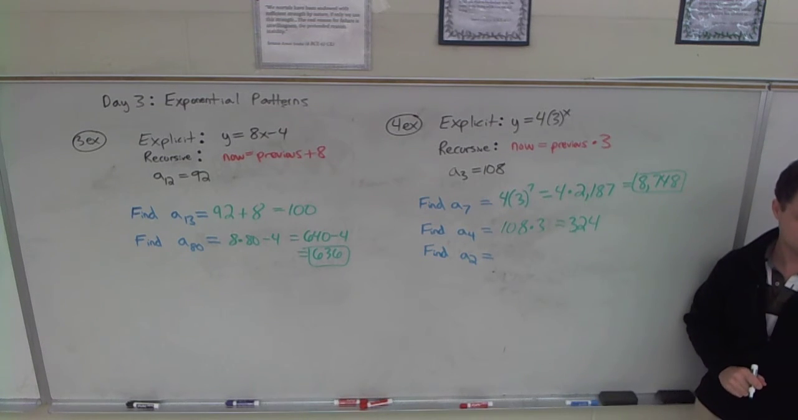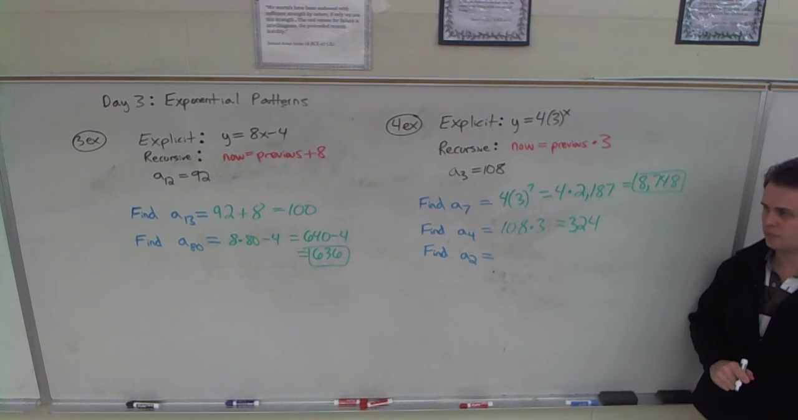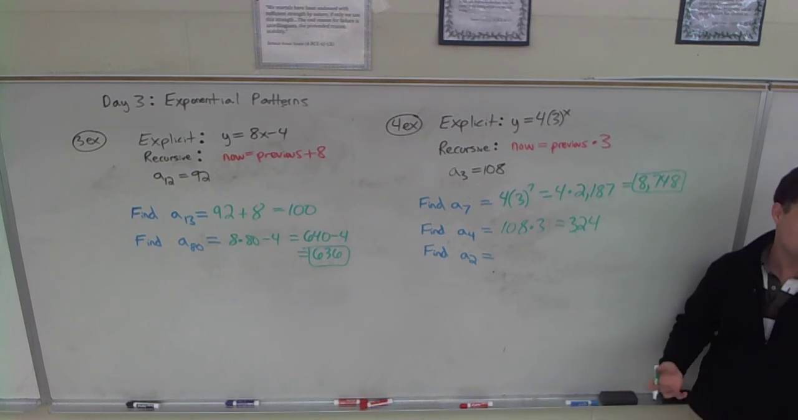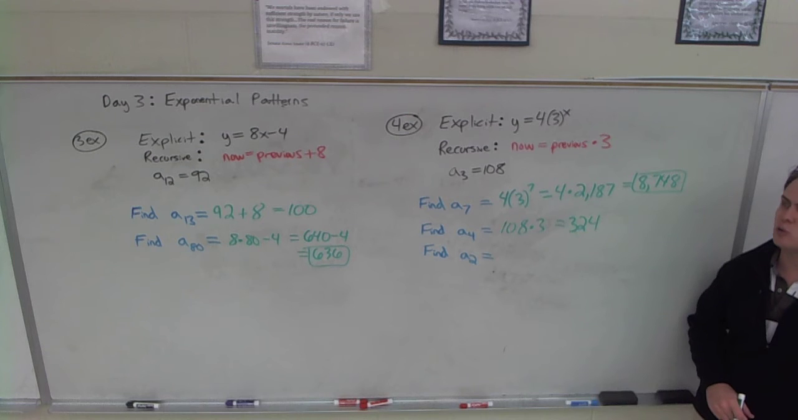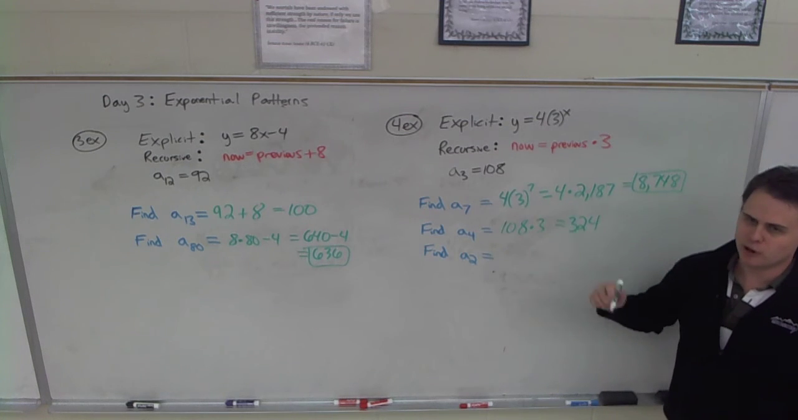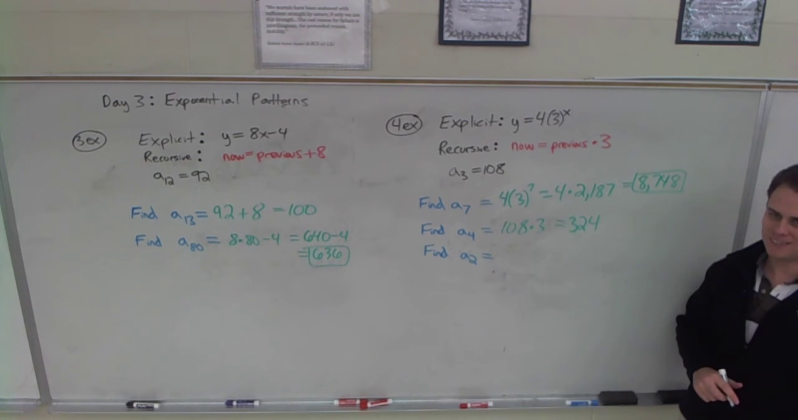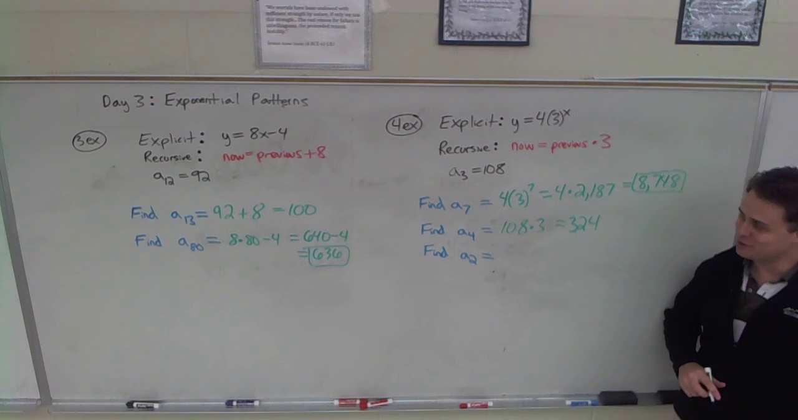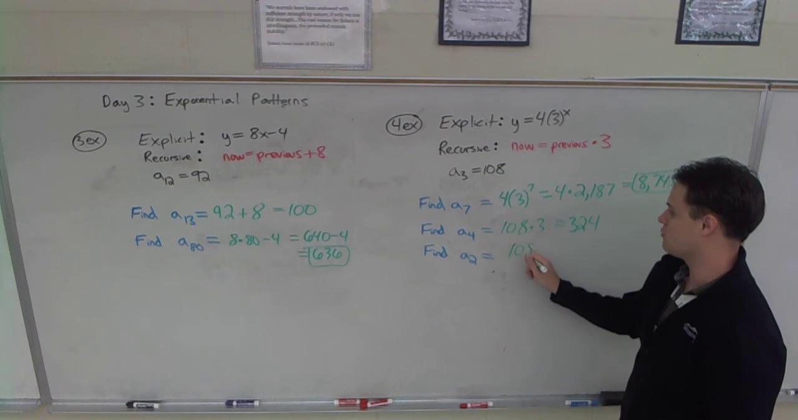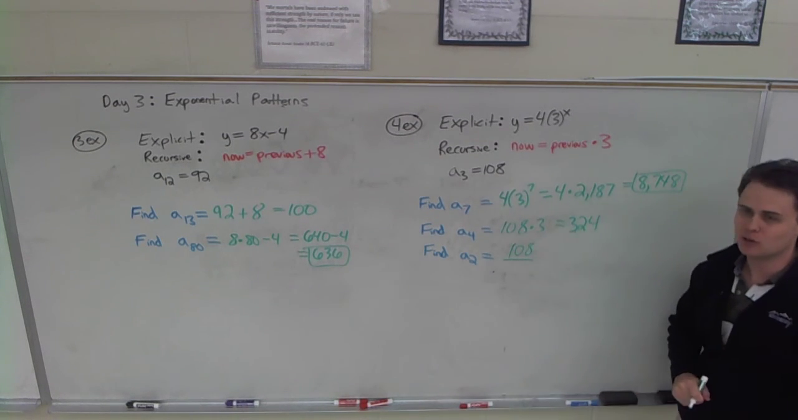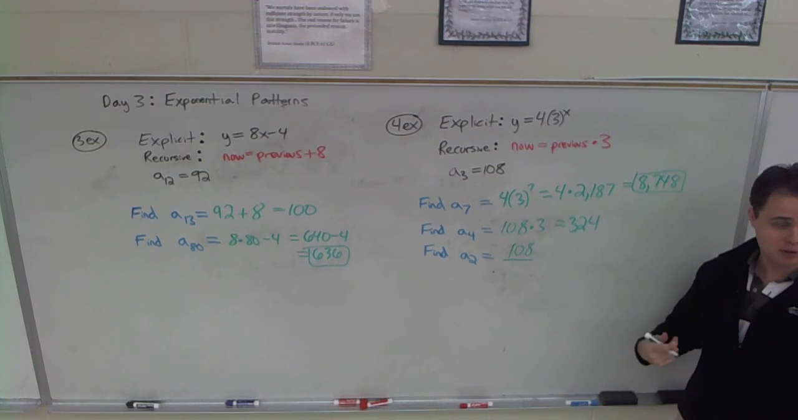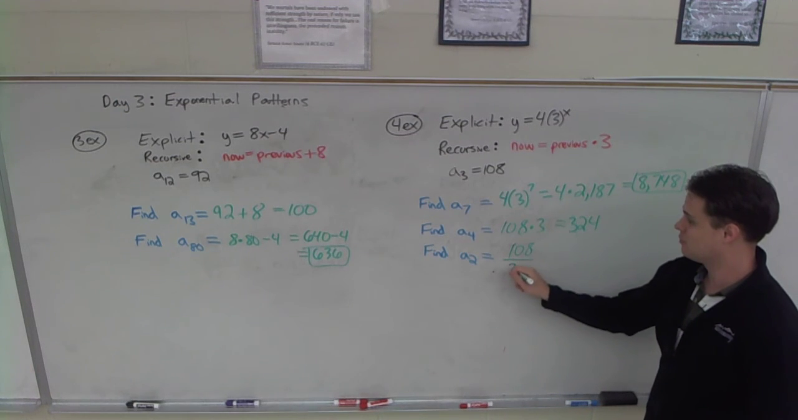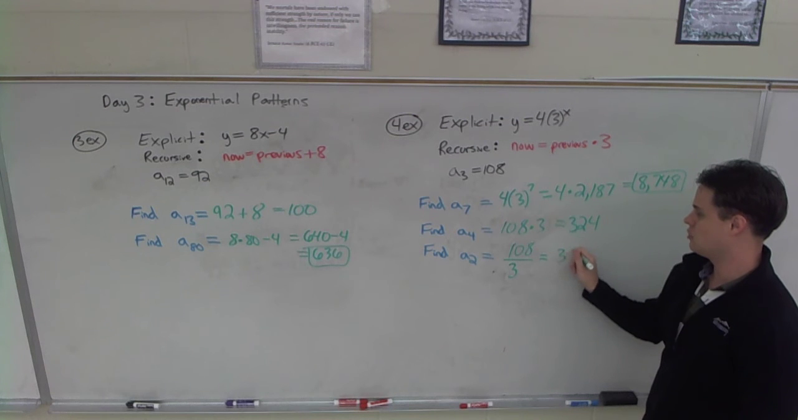So A2 is the challenge question. How do you get A2? So we have A3, we have A4 now. You divide by 3. Divide 108 by 3. Very good. To go backwards, you divide the 3rd term. So 36. There we go.